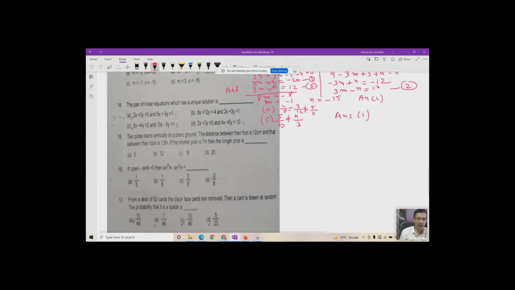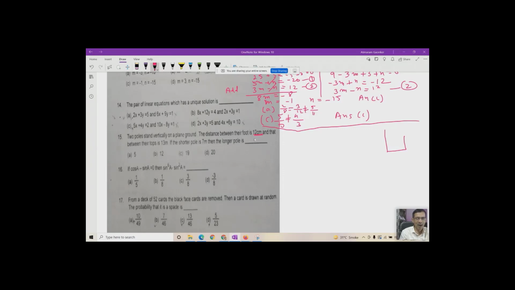It's not a difficult question. So let me draw the figure. Always remember, I'm telling you again and again, please draw the correct figure and then only make the calculations. So two poles are there. One is the longer pole, another one is the shorter pole, and the distance between these two poles, distance between the feet, is 12 meters. Now here this should be 12 meters.